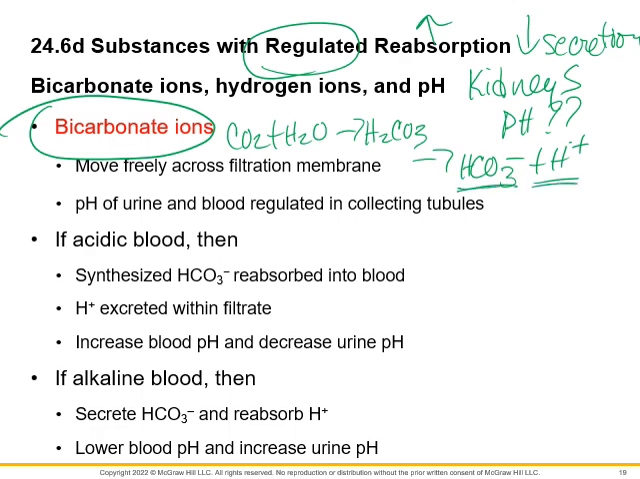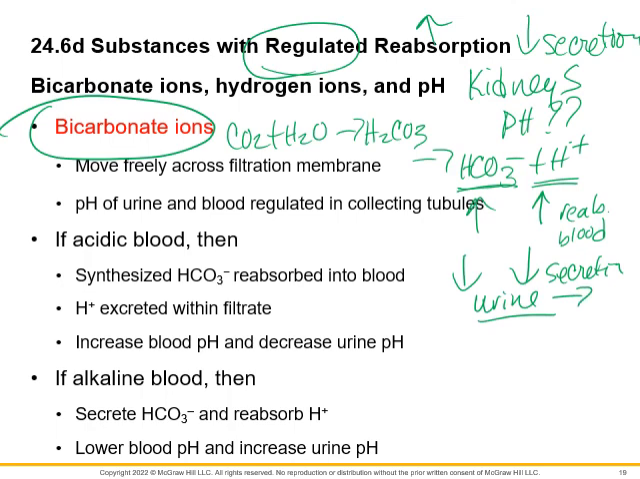So looking here at the bicarbonate and the hydrogens, could I reabsorb either one of those? Put it back into my bloodstream? Yes. Could I also cause increased secretion? Could I move either one of these ions out into my urine and get it out of the bloodstream? Yes. So what they're saying is that the kidneys also have the ability to regulate pH by either reabsorbing these ions or secreting these ions, and it will affect the overall pH of your blood.